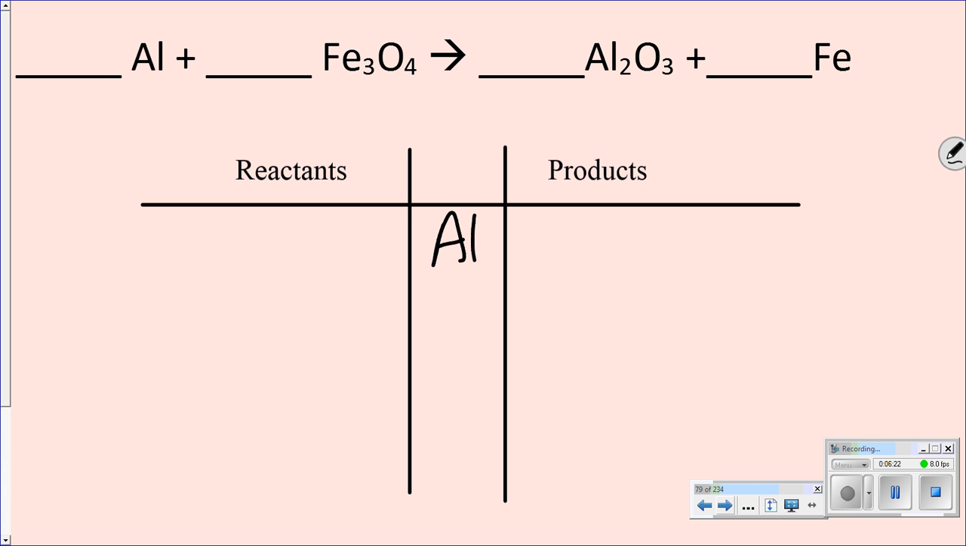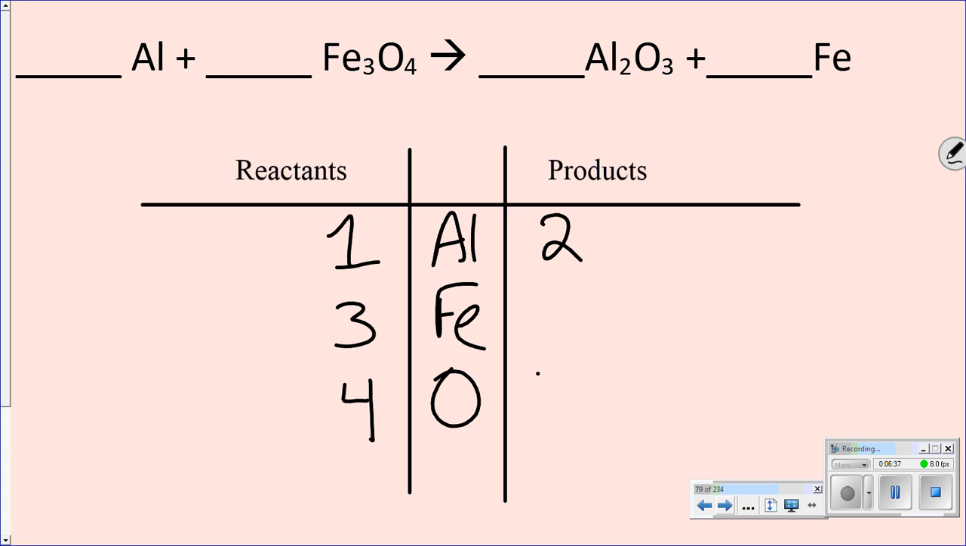So we've got aluminum, iron, and oxygen here. The reason I picked a single replacement reaction is sometimes there's some little math tricks you can use to make these a little bit easier. We start with 1 aluminum, 3 irons, and 4 oxygens on the left, 2 aluminums, 3 oxygens, and 1 iron on the right.